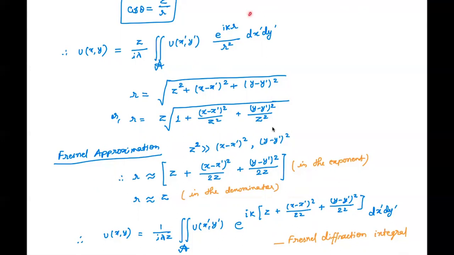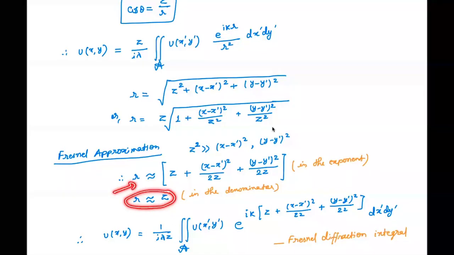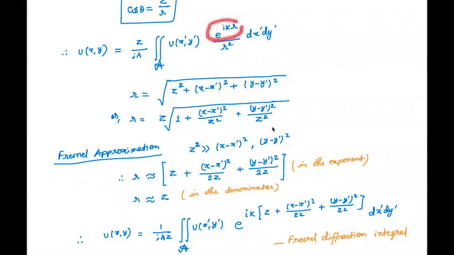But in the denominator, we'll keep R as z. So this is an even worse approximation than this. But the exponential varies very rapidly because we have this periodic term, while the denominator won't change as quickly. So it will be enough if we approximate R with just z.